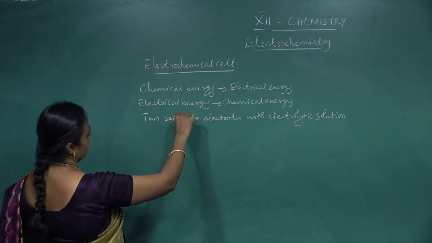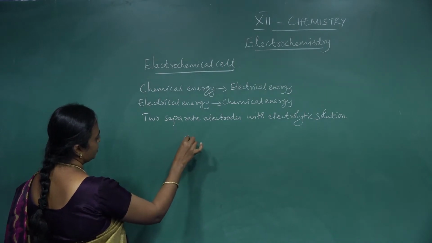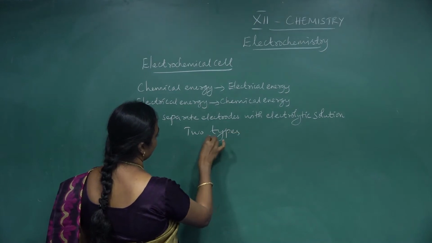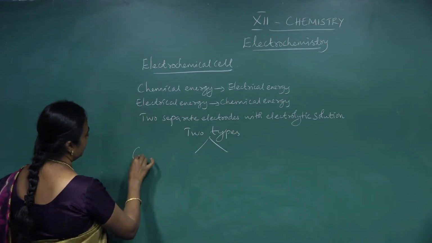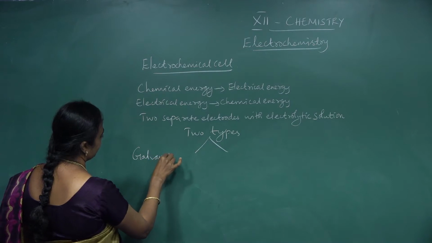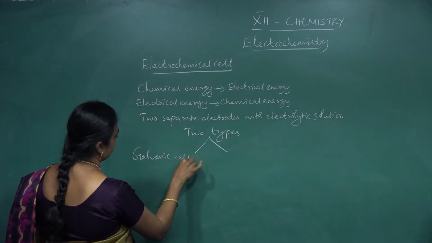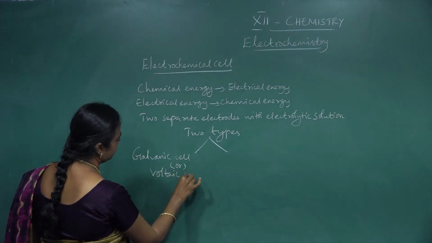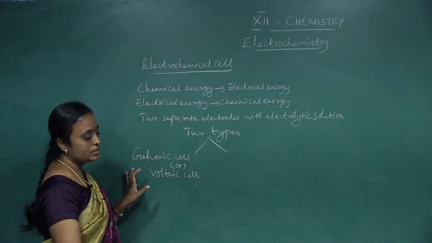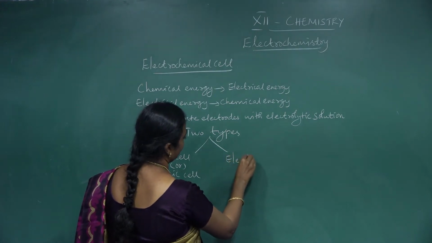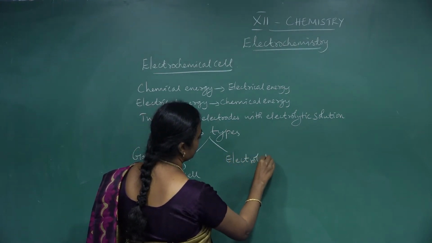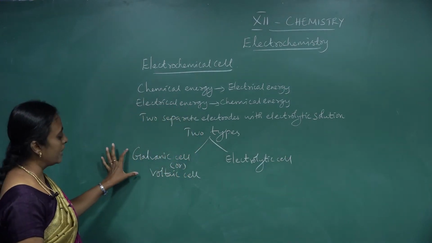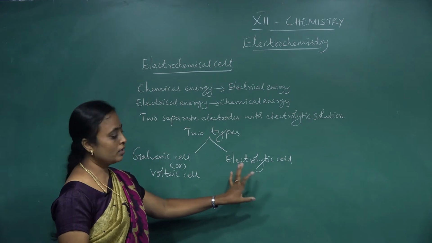If you take the electrochemical cell, it has two types. One is a galvanic cell, or we can call it a voltaic cell, and the second one is the electrolytic cell. There are two types of cell: the galvanic cell and the electrolytic cell.